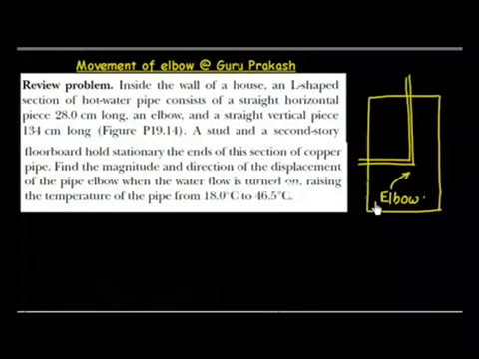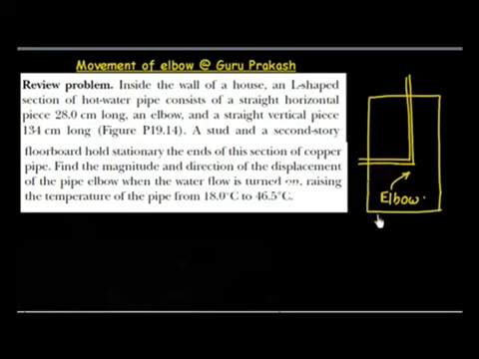Okay, let us find this problem. So this says a movement of elbow. Inside the wall of a house, an L-shaped section of a hot water pipe consists of a straight horizontal piece 28 cm long, an elbow, and a straight vertical pipe 134 cm long. So you see, what is this problem?